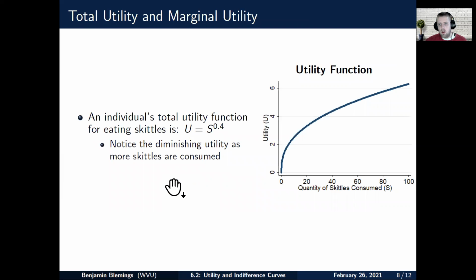But back to our utility function. This is the actual function: your utility equals the amount of Skittles that you eat, as you can see here, to the 0.4 power. And so you can see that there's diminishing marginal utility as more Skittles are consumed. And I'm going to precisely define that.